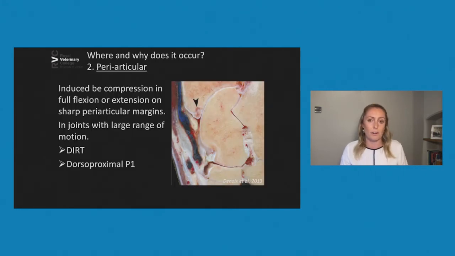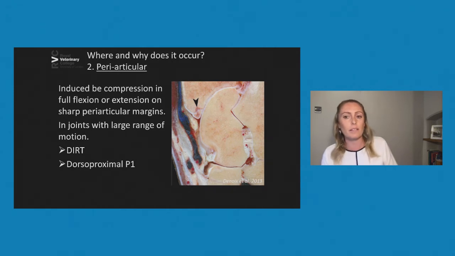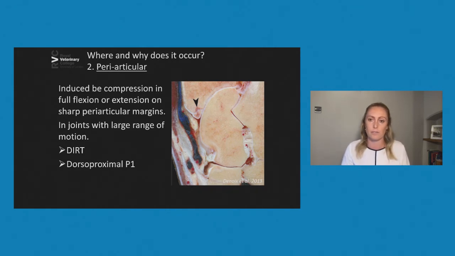So moving on to periarticular lesions, these occur at the periphery of joint surfaces and can be induced by compression in full flexion or extension on sharp margins. It's often found in joints with a large range of motion, like the tarsal joint, at the distal intermediate ridge of the tibia, commonly known as DIRT lesions. And you can see that here in this diagram with the black arrow pointing to the distal intermediate ridge of the tibia.